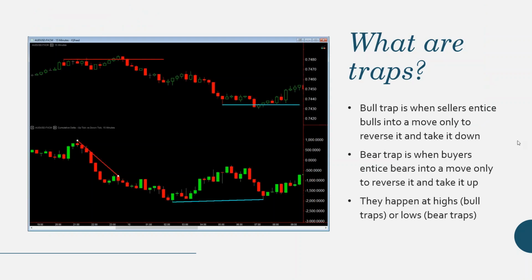Now, what are traps? That's the topic for today's presentation. Basically, a trap will either be a bull trap or a bear trap. A bull trap is when sellers entice bulls into a move only to reverse it and take it down. A bear trap is when buyers entice the bears into the market only to reverse it and take it up. They typically happen at highs and lows. If they happen on a high, it's typically a bull trap. If it happens on a low, it will be a bear trap.